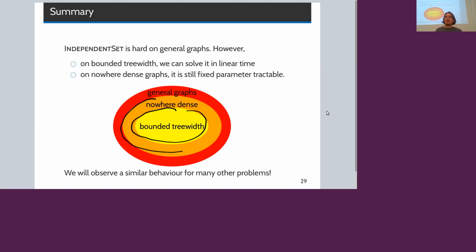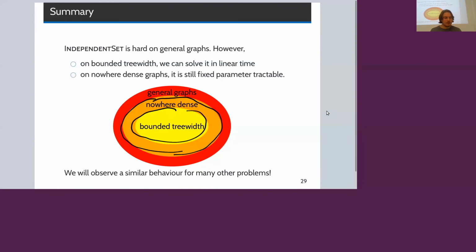On bounded tree width, you can solve the problem independent set in linear time. Then on nowhere dense graph classes, you can still solve it efficiently with respect to parameterized complexity. And on general graphs, you can't say that much.